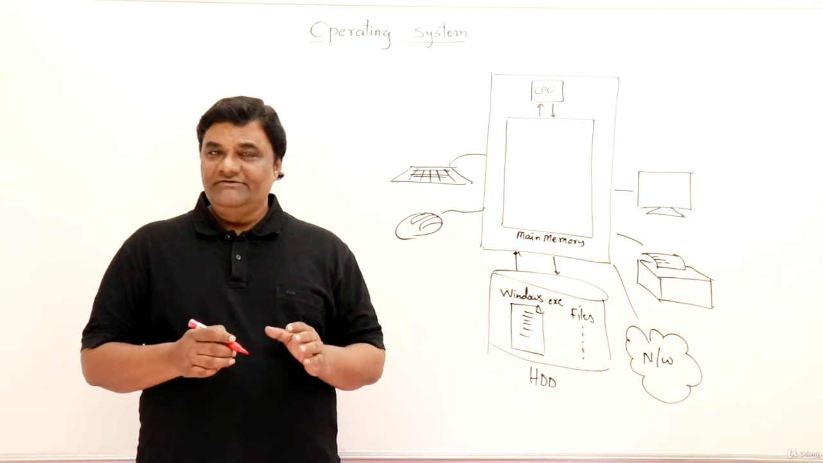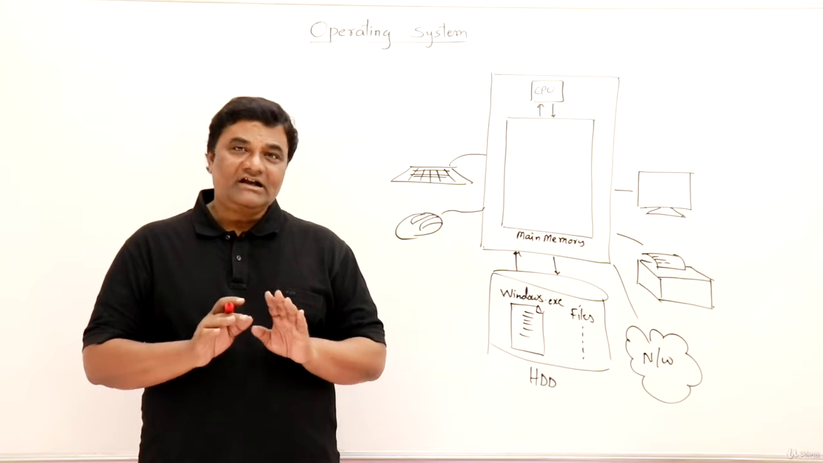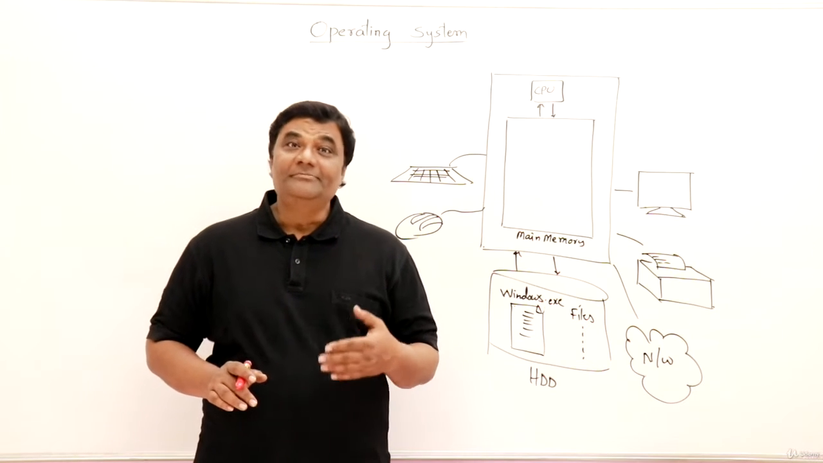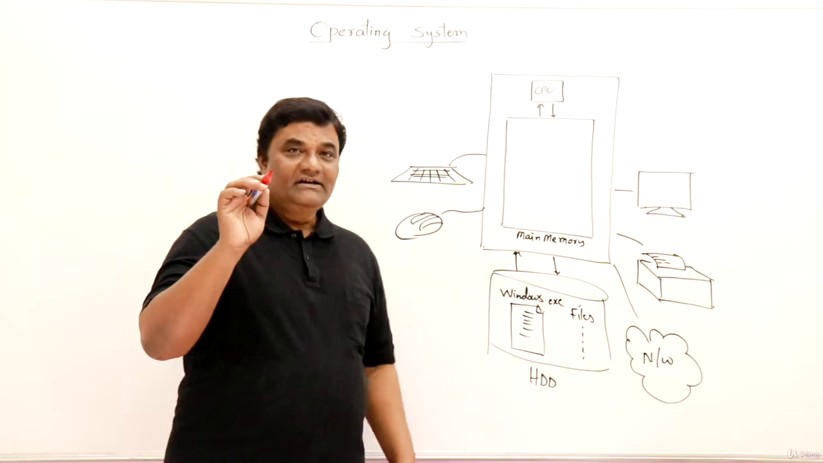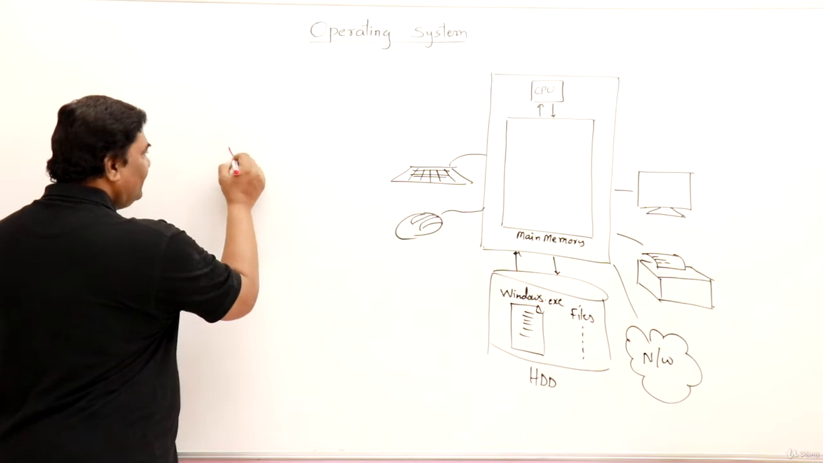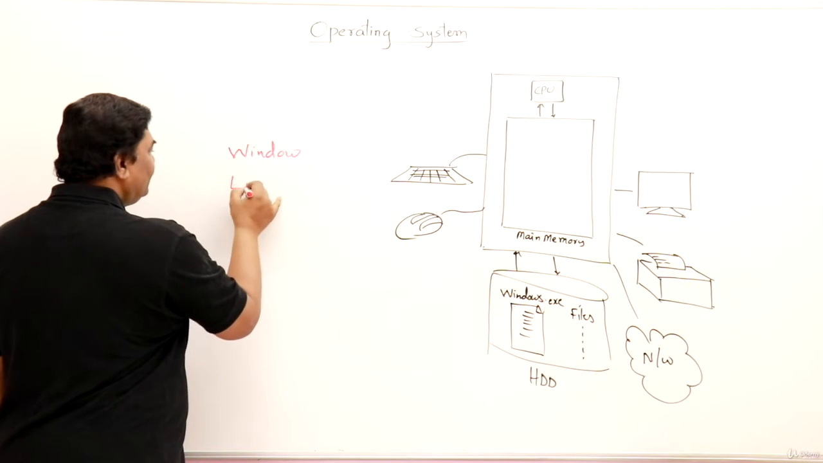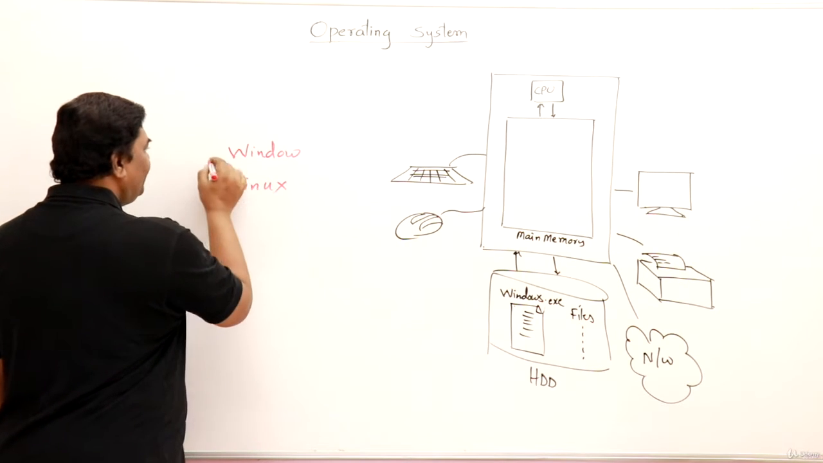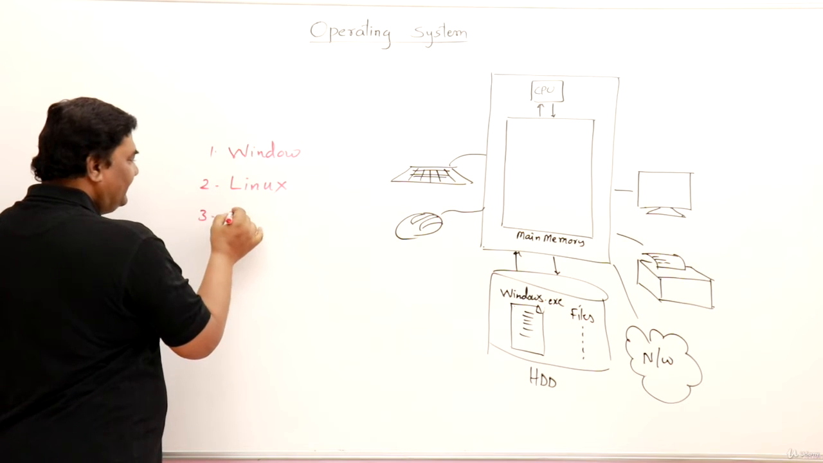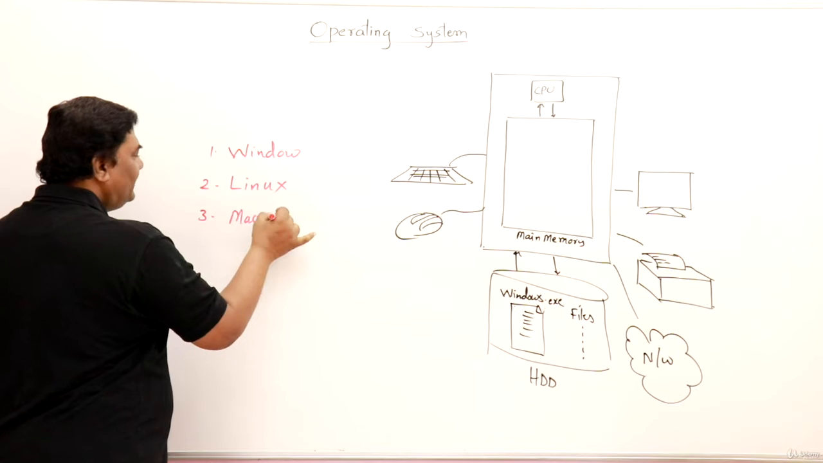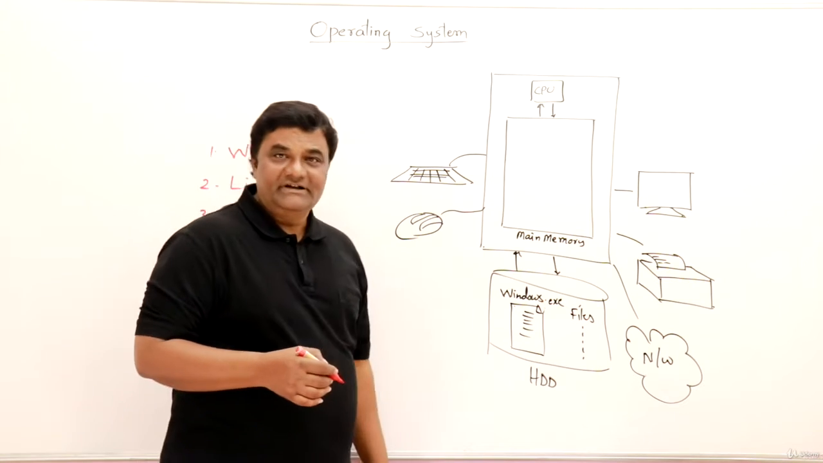In this video, I'll give you a brief introduction to operating systems. There are well-known operating systems that people commonly use on their laptops or PCs. The known operating systems are Windows, which is a very famous operating system, and Linux, which is mostly used by professionals or in companies. Third is Mac OS X. These are the commonly found operating systems.